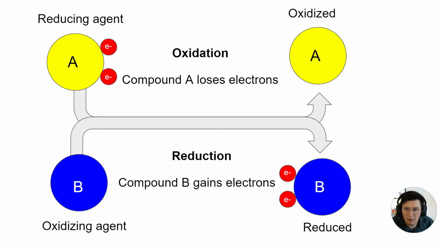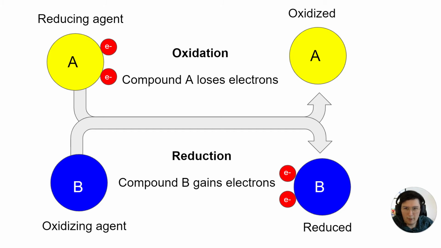So in an oxidation reaction, you essentially have something going from a higher oxidation state to a lower oxidation state. So we say that the reducing agent is oxidized, and so in that case, compound A is going to lose electrons, and we say that the oxidizing agent is reduced. So that's the thing that loses electrons.